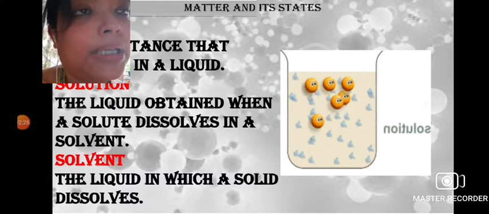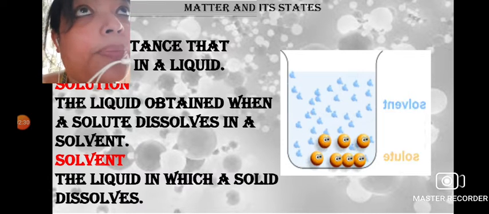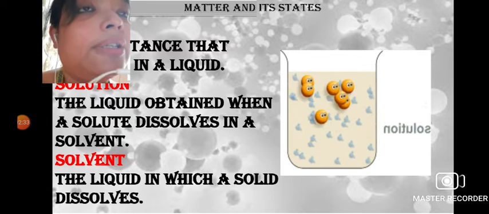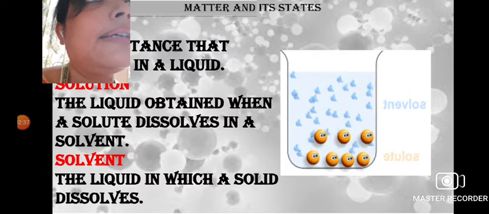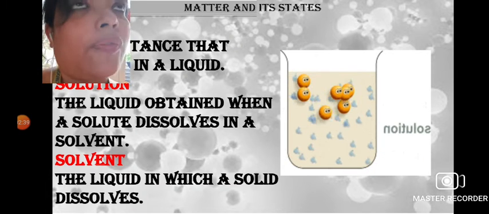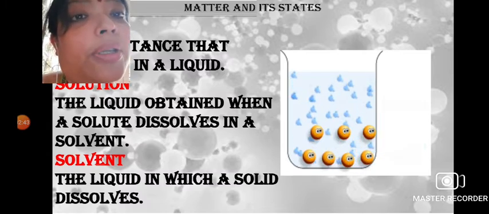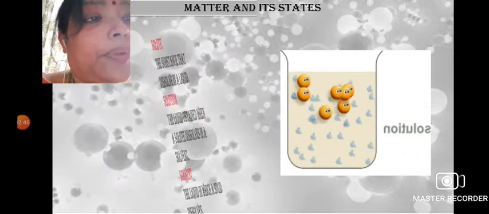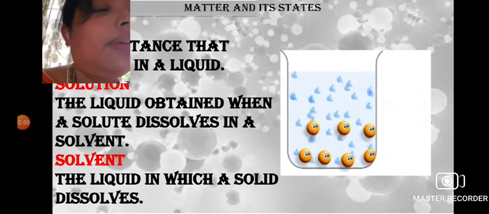Okay, so three terms: solute, solvent, and solution. Solute is the substance which is dissolved, solvent is the liquid, and the solution is the mixture which is obtained after dissolving the solute in the solvent.